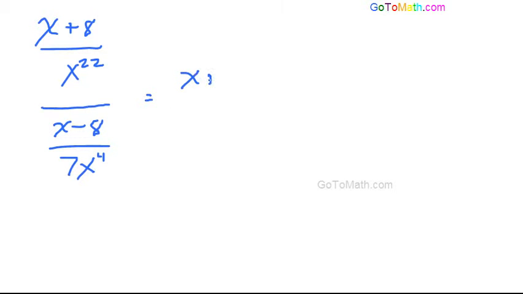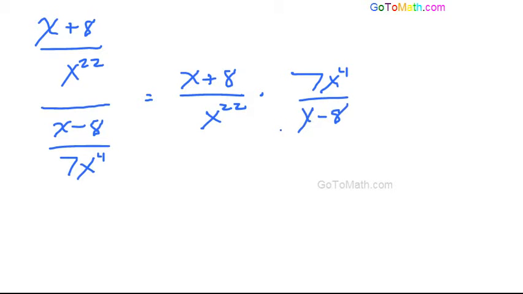So we're going to rewrite this. We're going to skip an intermediate step. At least I call it an intermediate step. So instead of writing division, we're going to go ahead and write multiplication, and we're going to flip this fraction here. So 7x to the fourth over x minus 8. I don't see anything canceling out here. Well, wait a minute. Yeah, there is something going on. We've got 4 x's in the numerator and 22 down here, so that's going to be 22 minus 4, which is 18. So that's going to be an 18 there.